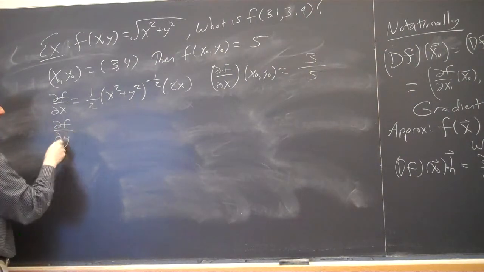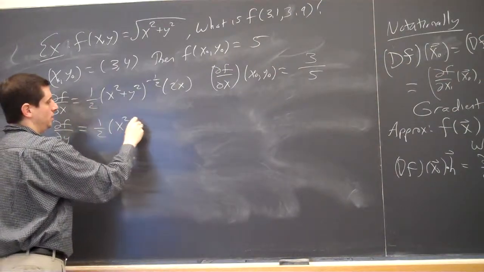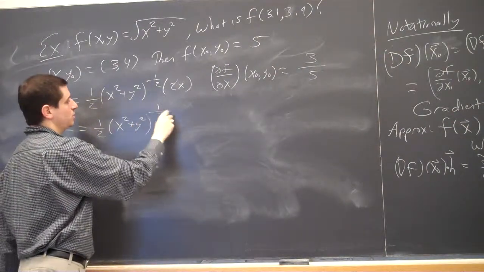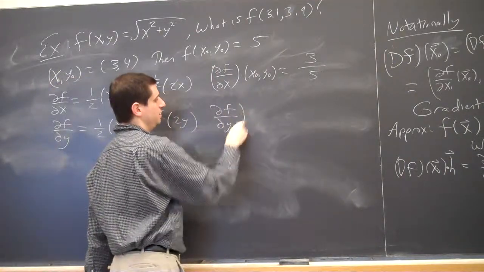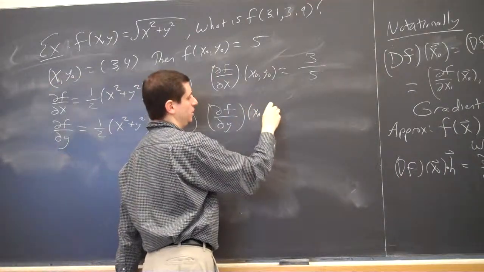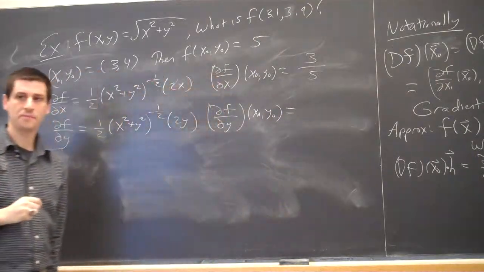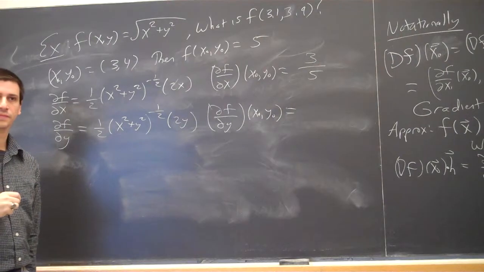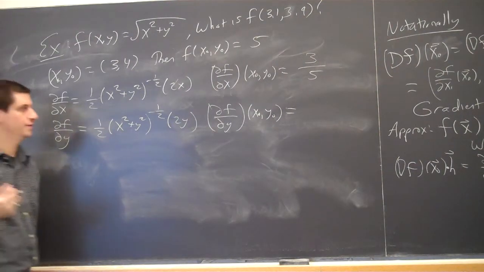df dy is going to be 1/2 times x squared plus y squared to the minus 1/2 times 2y. df dy at the point x naught, y naught will just become what? So this would just be 4/5.